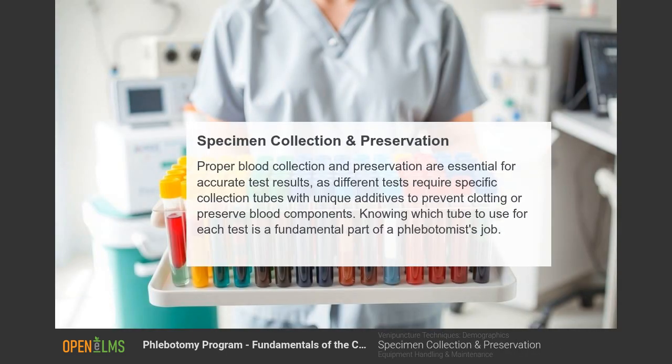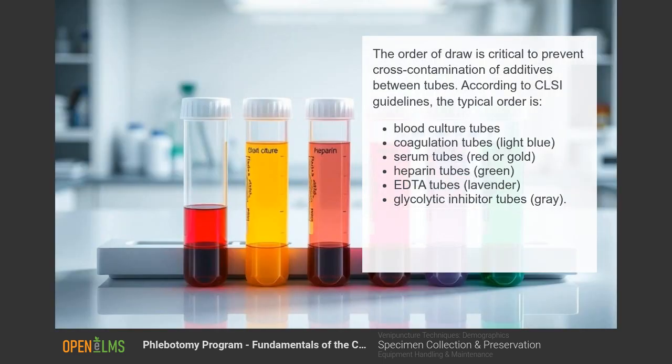Specimen collection and preservation. Proper blood collection and preservation are essential for accurate test results, as different tests require specific collection tubes with unique additives to prevent clotting or preserve blood components. The order of draw is critical to prevent cross-contamination of additives between tubes. According to CLSI guidelines, the typical order is blood culture tubes, coagulation tubes, light blue, serum tubes, red or gold, heparin tubes, green.